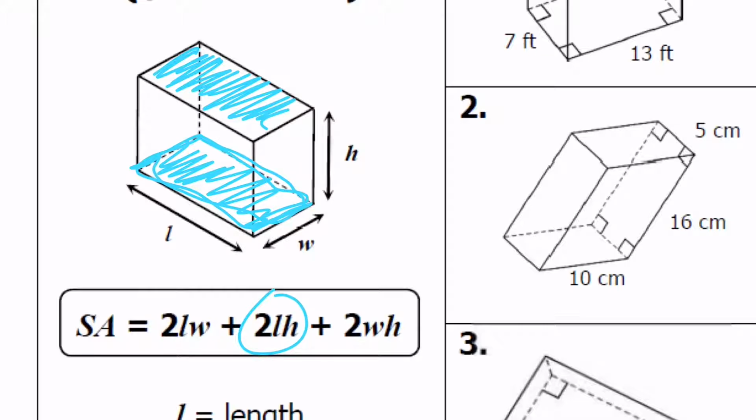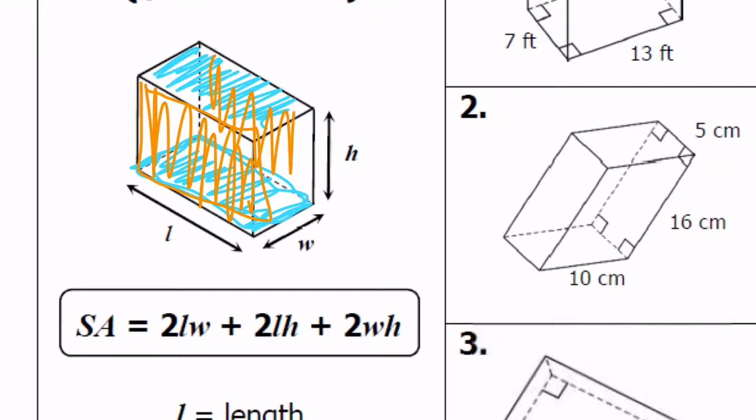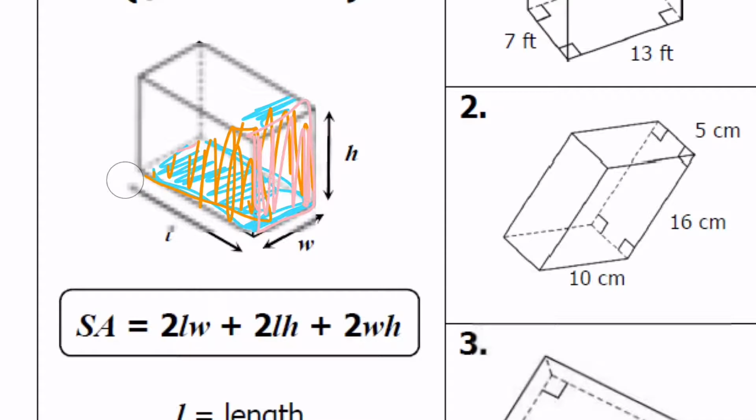Then when we're doing the length times the height, we're doing these ones here. So we're doing like the front and the back. And then 2 times the width times the height is going to be these panels here on the ends. And we have 2 of those as well. So we're taking the area of all of the rectangles that form this rectangular prism. We're finding the area of all of those and adding it together.